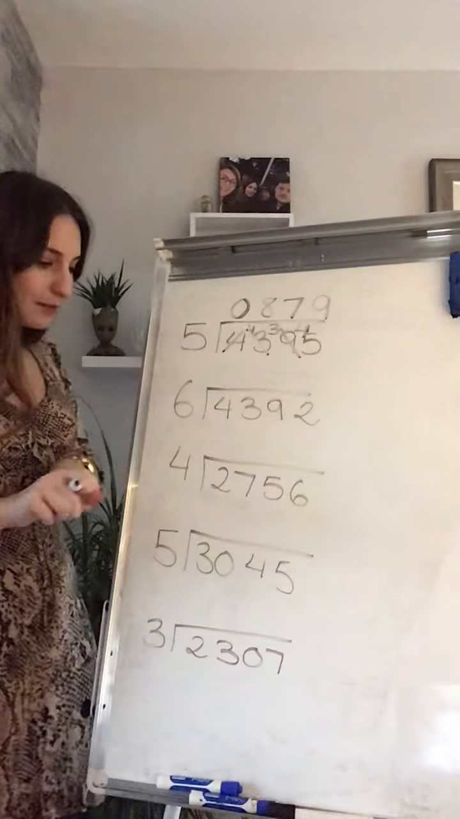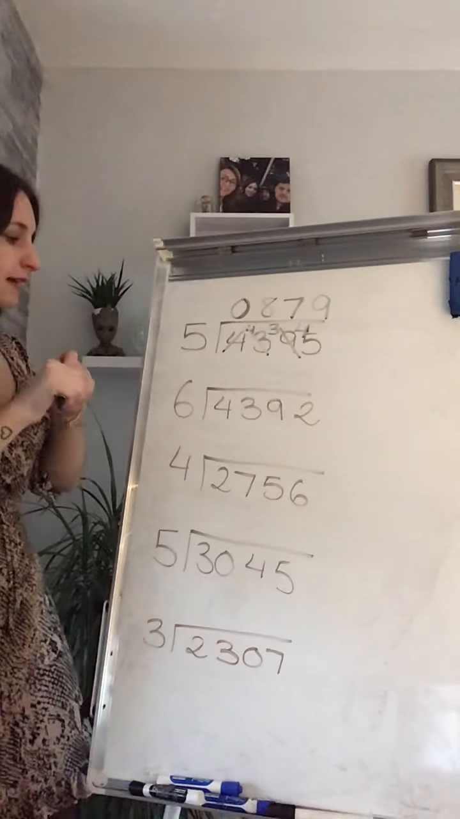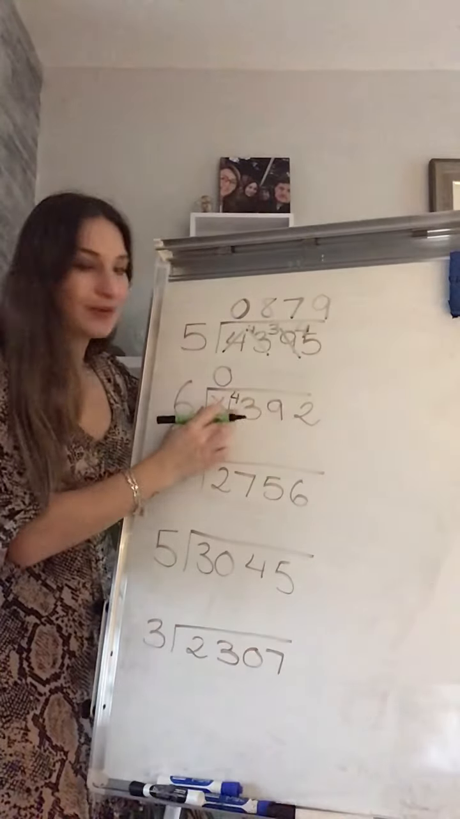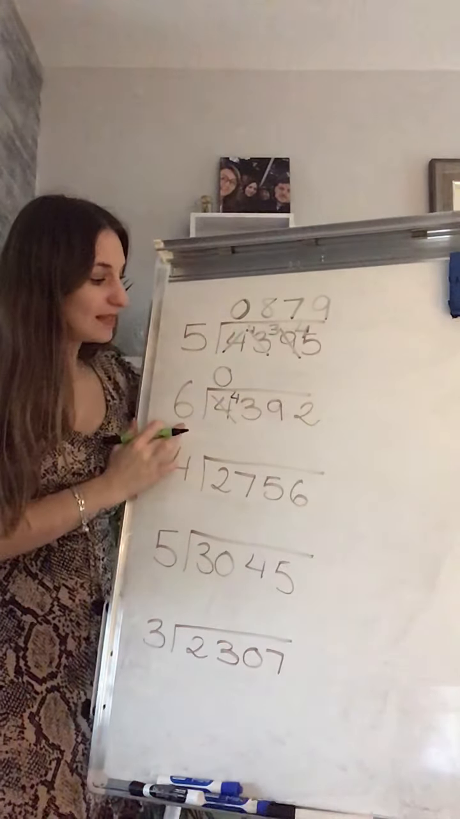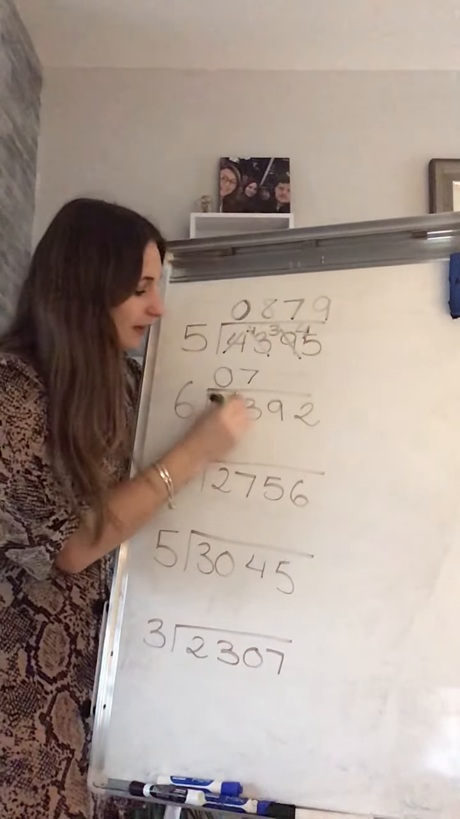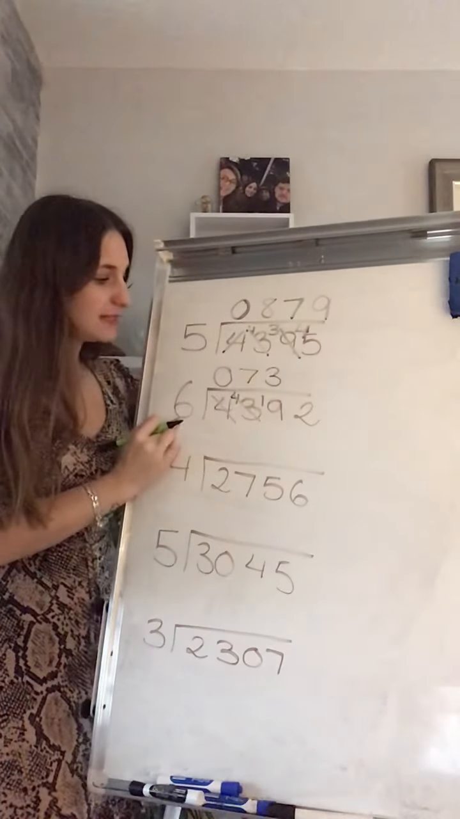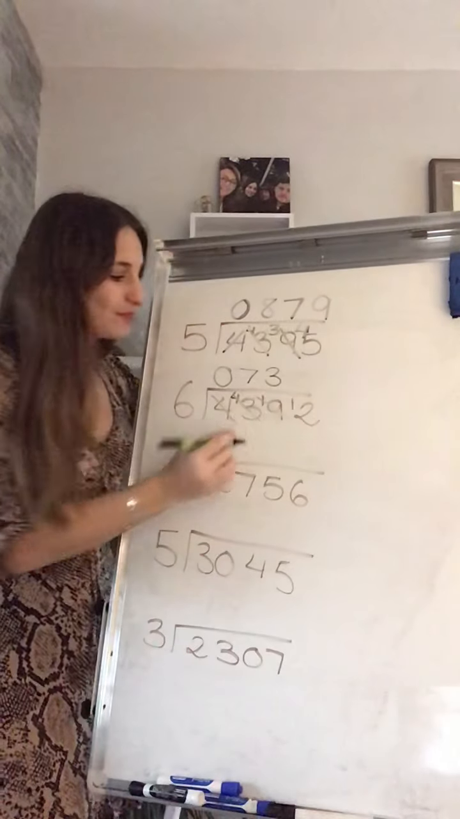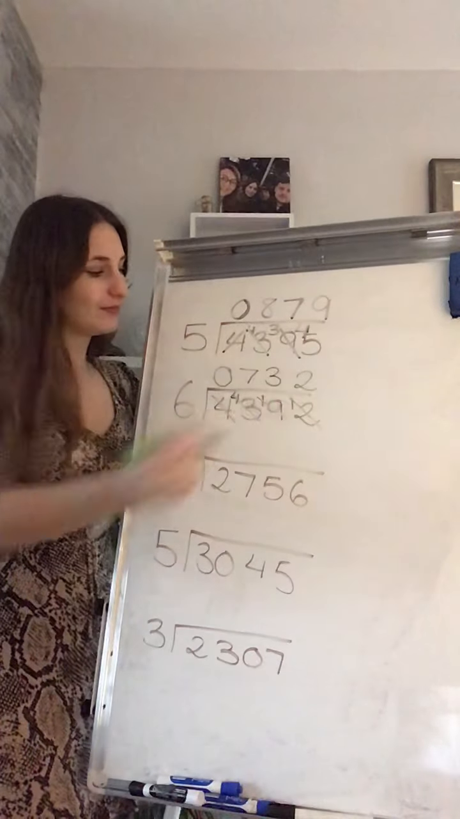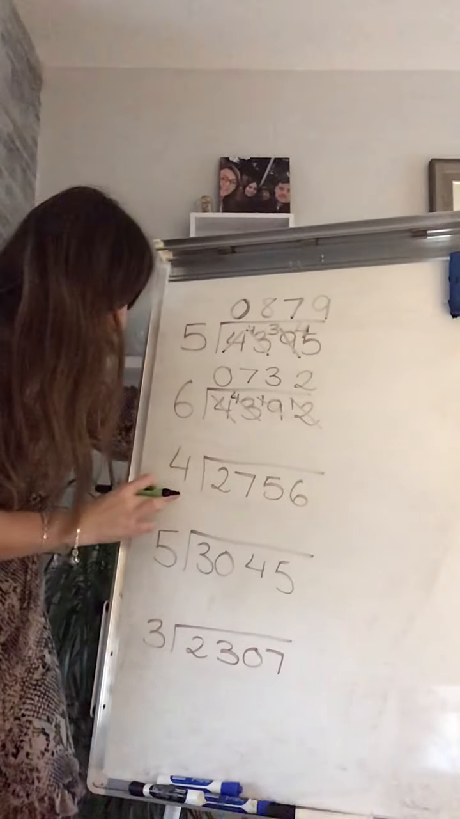879. Let me change the pen because this one is a little bit difficult to see. And again, I have a number smaller than my divisor, which means that I carry it over and I make it 43. 43 divided by 6, well, I know that 7 times 6 is 42. 43, I carry 1. 19 divided by 6, I know that 3 times 6 is 18. To 19, I carry 1. 12 divided by 6, 2 times 6 is 12. Okay, you should have 732.